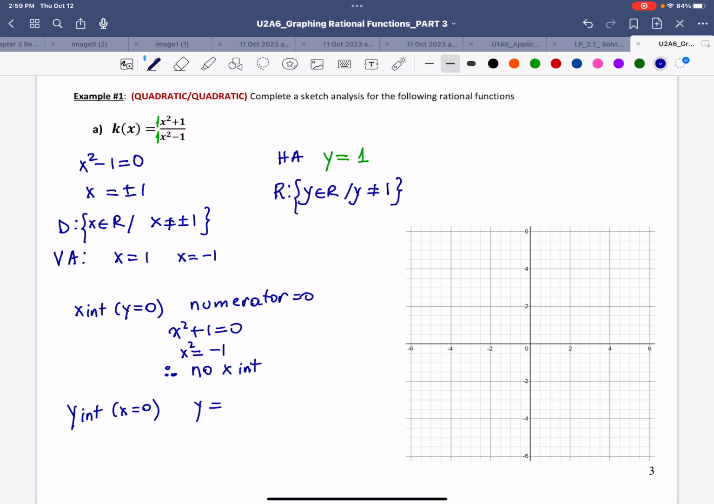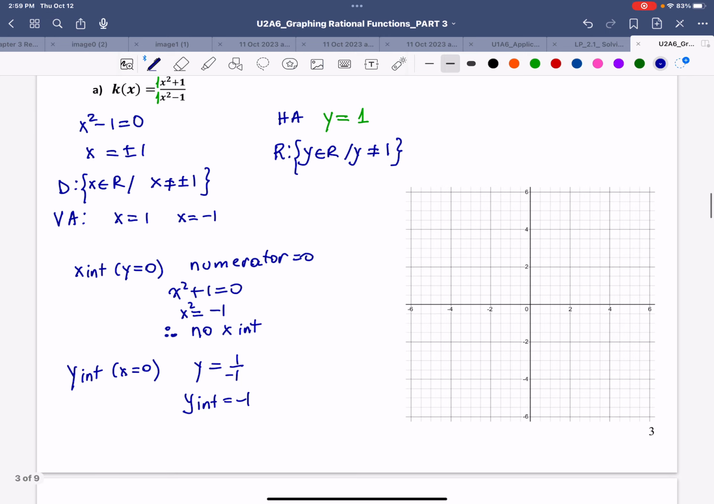So 1 over negative 1, which means that the y-intercept is at negative 1. Now, next we're going to put everything here on the grid. We have two vertical asymptotes, and the vertical asymptotes are at plus and minus 1, positive and negative 1. That sounds better. And as you draw the asymptotes, also label them.